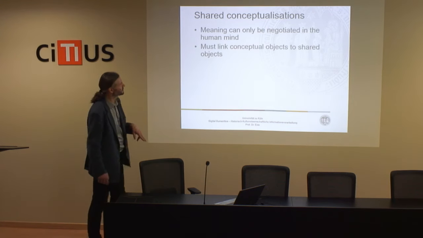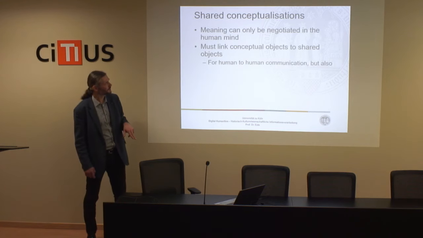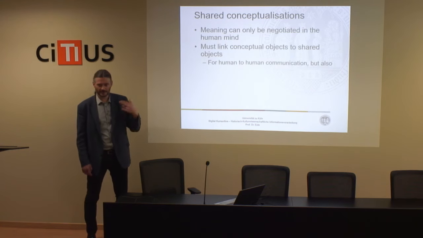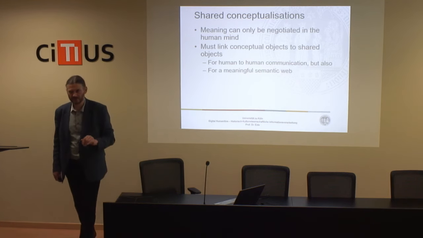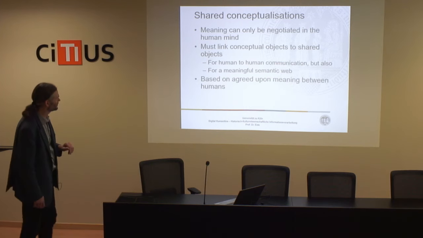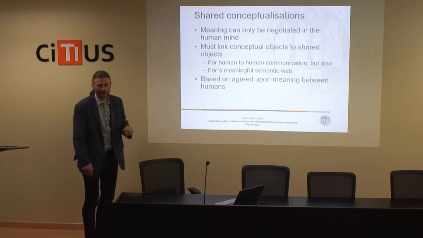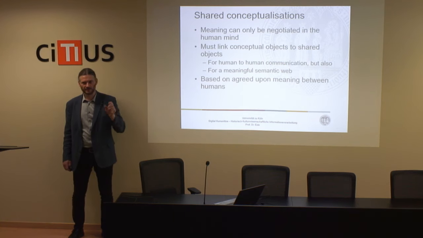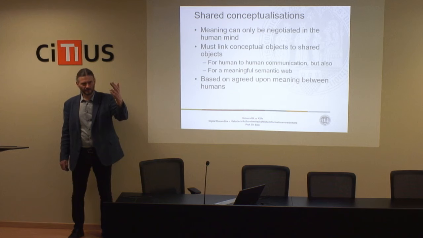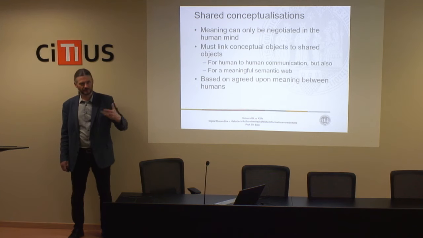Because what we have to do is make a link between conceptual objects and the objects we can see, the objects we can share. We need these for human-to-human communication, but also for a meaningful semantic web working in the humanities. And this has to be based on agreed upon meaning. Just take the CIDOC CRM as an example. You have classes. You have birth as a class. And that's perfectly fine. And it's a subclass of beginning of existence. And it's expressed in first order logic. So that means that if you have a number of instances of birth events and you have a number of instances of beginning of existence events, you know how they relate and you can do formal reasoning.